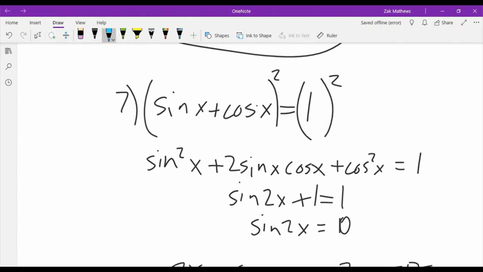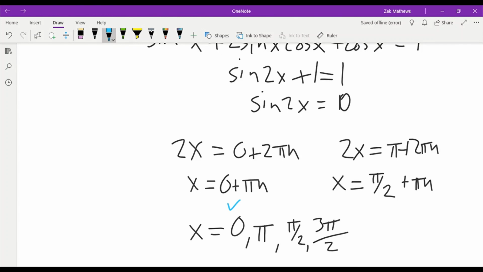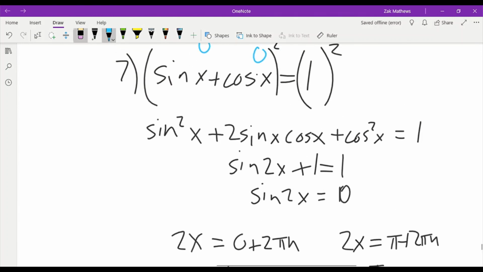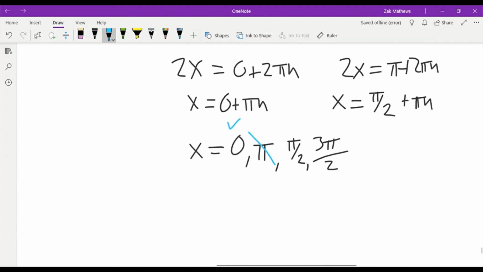So let's think about what happens when I plug the 0 in for my x. Sine of 0 is 0. Cosine of 0 is 1. That one checks out. Next, I'm going to take the pi and I'm going to plug it in. Sine of pi is 0. Cosine of pi is a negative 1, not a positive 1. We're supposed to have started with that positive 1. So that tells me pi is not going to work.